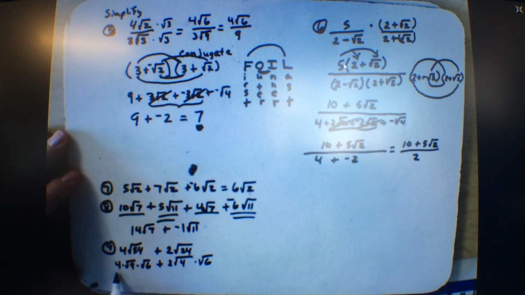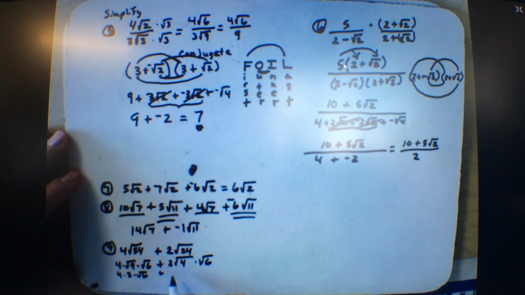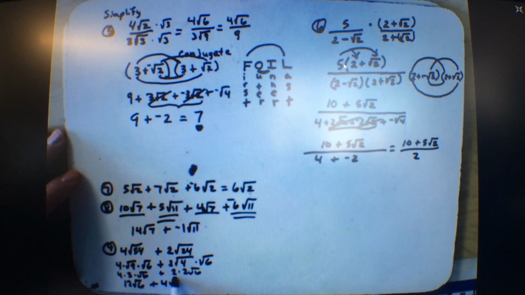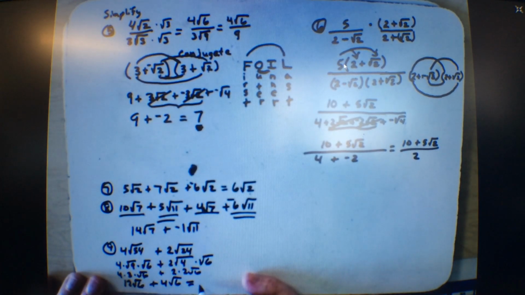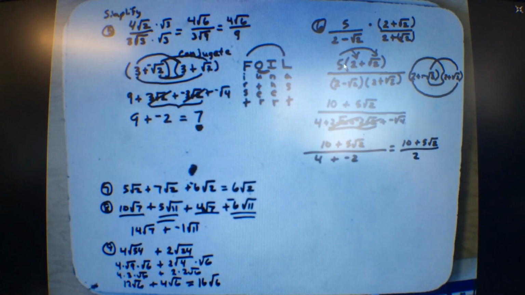So now I have 4 times 3 times the square root of 6. And I have plus 2 times 2 square root of 6. Is that true? So this is 12 square root of 6 plus 4 square root of 6. And looky there, folks. Are those two like? Yes, they are. And so I have 16 times the square root of 6. Okay?